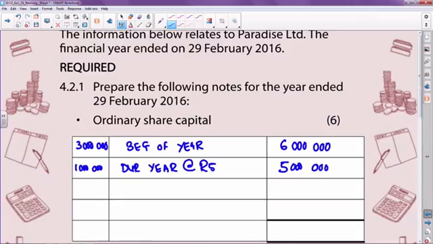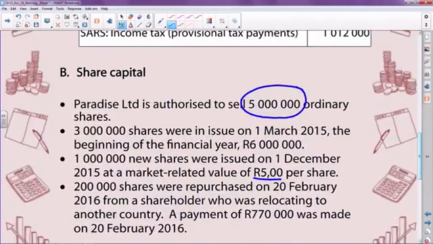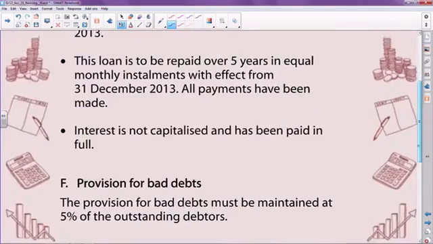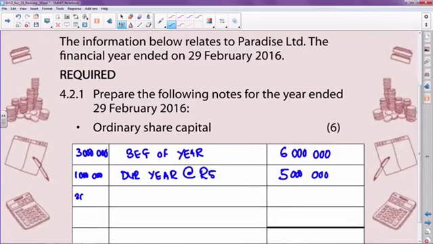Now what am I told? I'm also told regarding my shares that 200,000 shares were repurchased. Remember the buyback, on the 20th of February 2016 from a shareholder who was relocating to another country. A payment of 770,000 was made on the 20th of February 2016. What has happened? We've repurchased shares. How many shares have we repurchased? 200,000 shares. So that's the number of shares that were bought back.